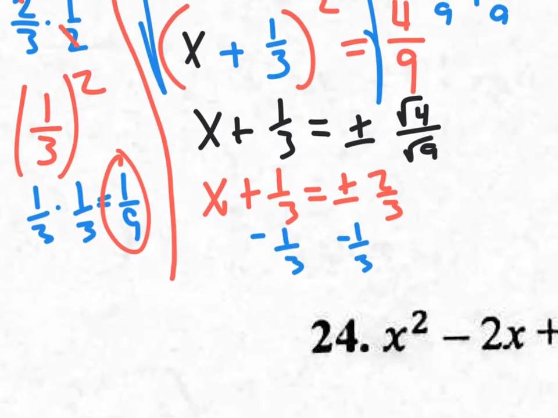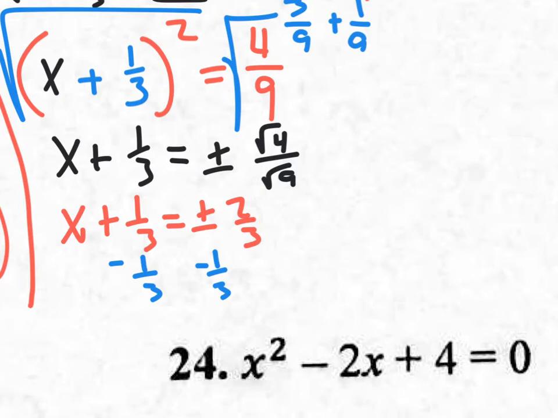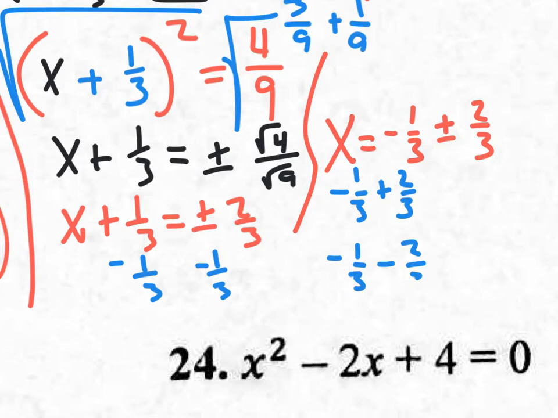So I'm going to have an answer. I'm running out of space here. I'm going to have an answer that says x equals negative 1/3 plus or minus 2/3. And this is really two answers. One answer is negative 1/3 plus 2/3. The other one's negative 1/3 minus 2/3.